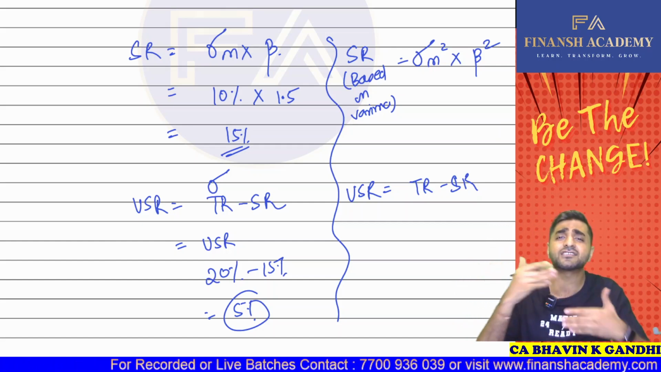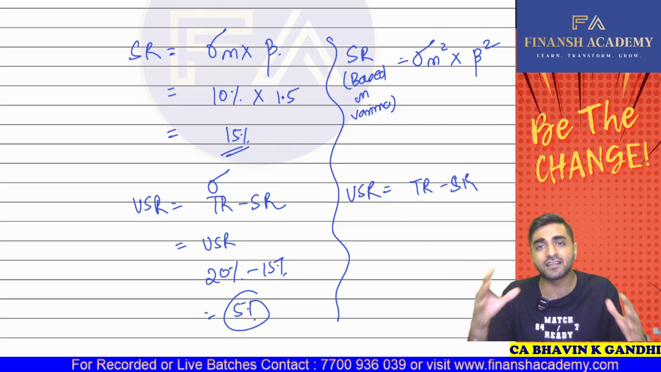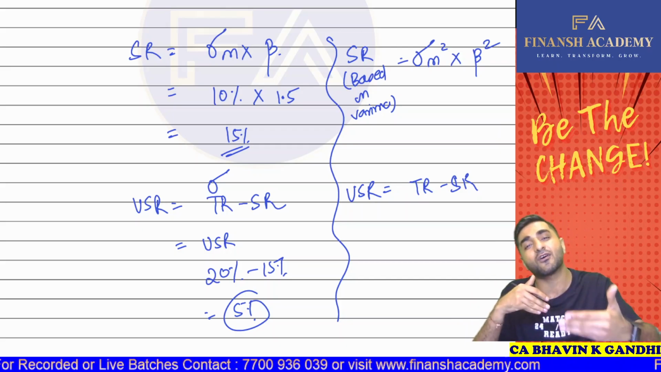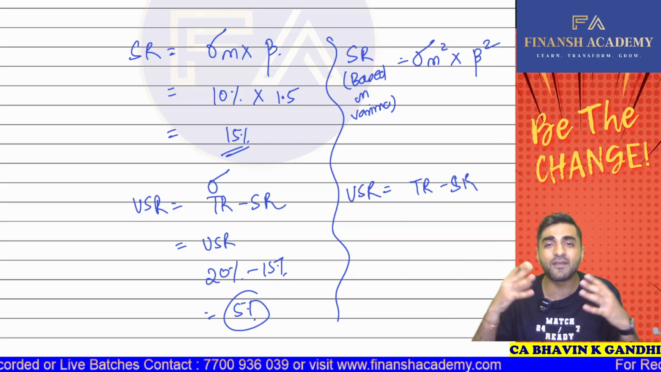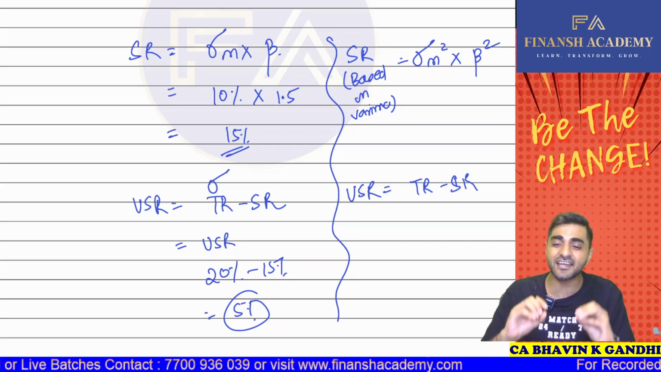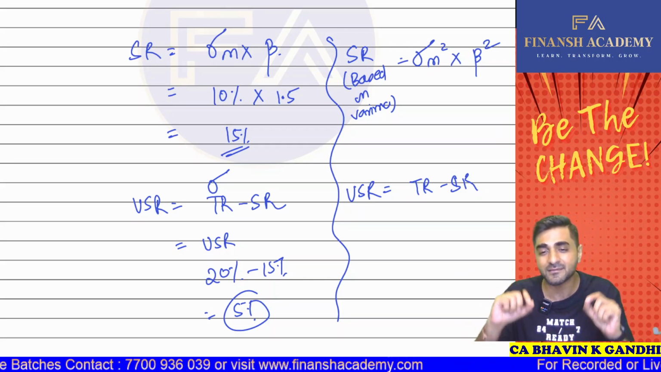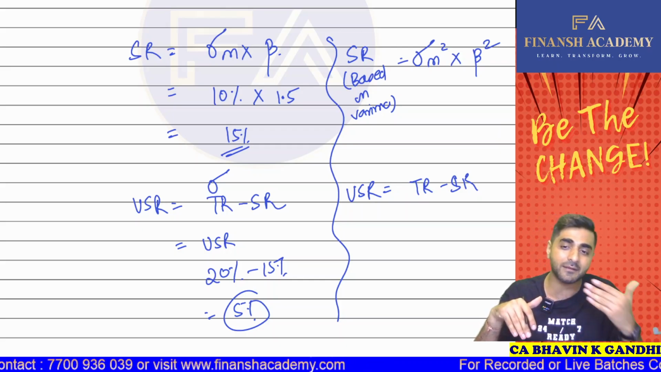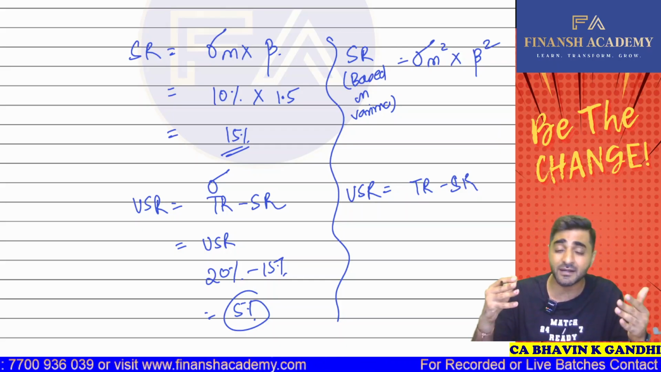Variance is nothing but standard deviation square, right? So sometimes, instead of the standard deviation of a security, they will give you the variance of a security. Once they give you the variance of a security, can I say they are expecting you to calculate the systematic risk based on variance? So we will take the variance of the market and multiply that by beta square. That's how we'll get systematic risk.